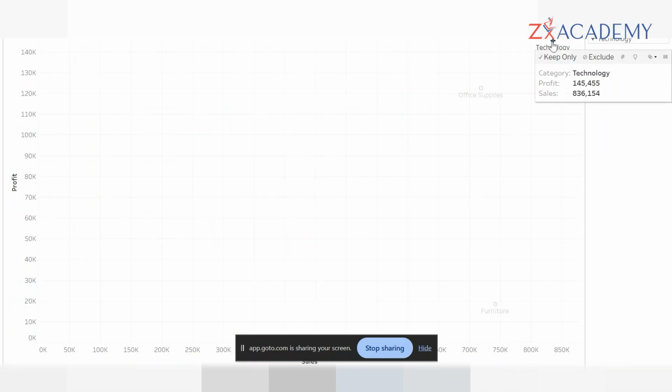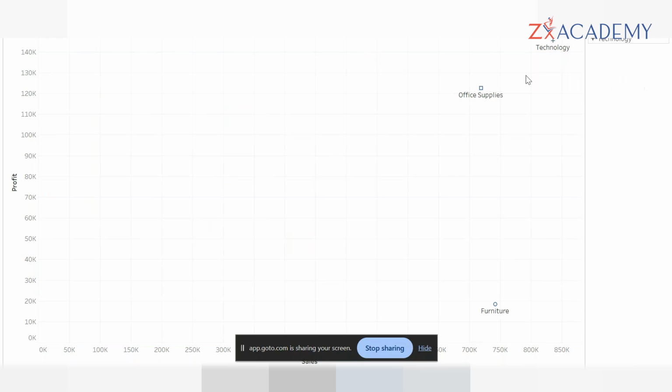Now you can see technology is on the rightmost, which means it has the highest sales, and it is at the topmost, meaning the highest profit. So understand that technology has done the best out of these three product categories. It has the highest sales because it is the rightmost, and it has given me the highest profit; you can see it is at the very top. We don't have any other symbols above this. For sales of 8.4 lakhs, we are getting almost 1.5 lakhs of profit, so around 17, 18% profit.